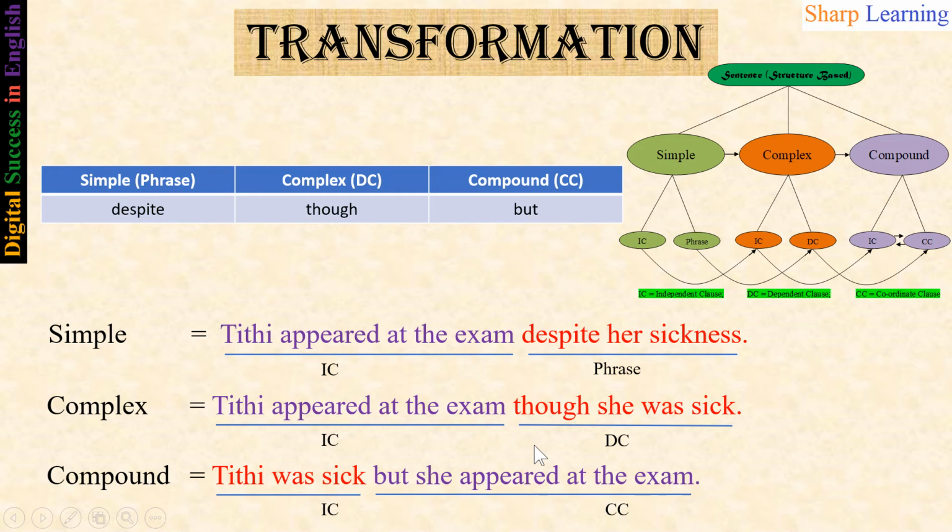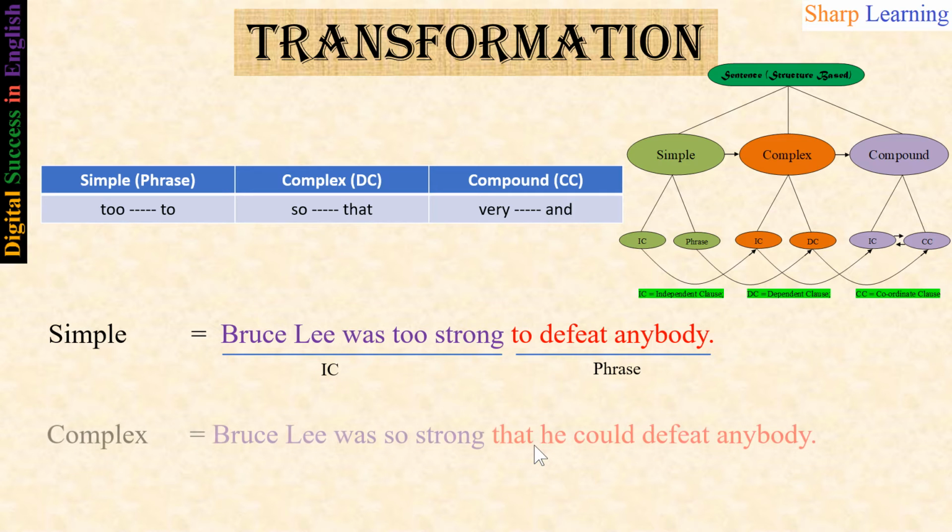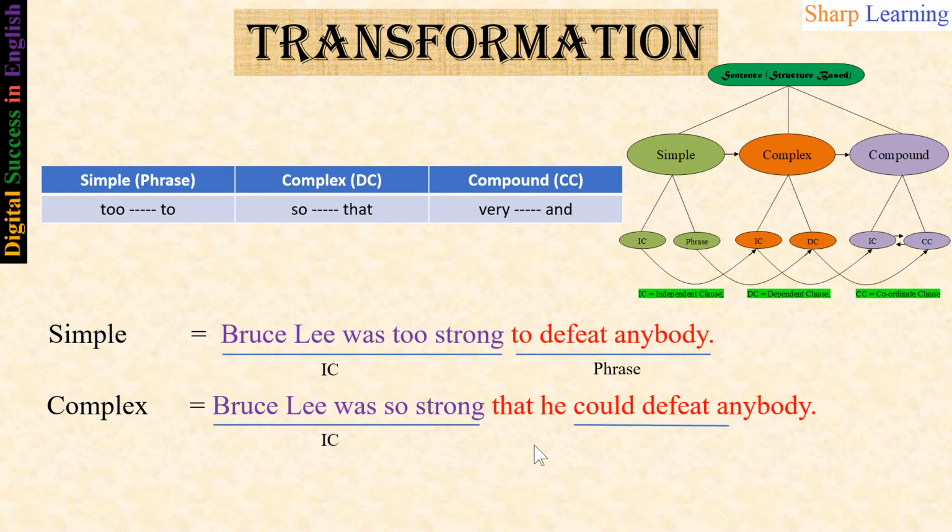Okay, go forward. Bruce Lee was too strong to defeat anybody. See here, Bruce Lee was too strong, it is IC, to defeat anybody, it is a phrase. It is an infinitive phrase. Okay, how can I make it a complex sentence? Nothing else. IC will remain IC and the phrase will be DC. See here, IC has been IC and the phrase has been DC. To defeat anybody, it was a phrase and it has been a DC in the complex sentence.